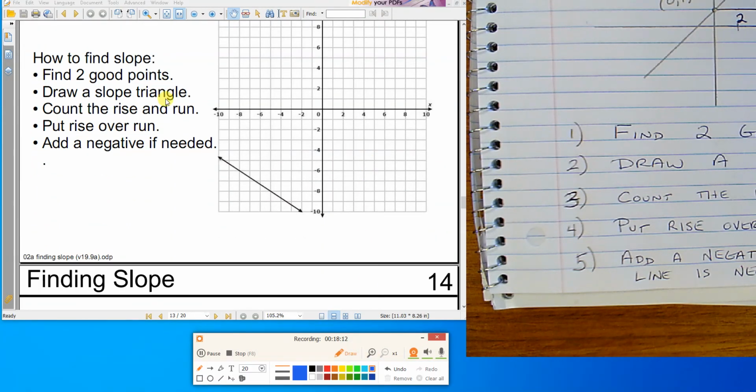I start by finding two good points. There's a good point, and there's a good point. I draw on my slope triangle. I count the rise, which is 2. I count the run, which is 1, 2, 3. I put 2/3. Oh, it's a negative line, so I need a negative on the slope.